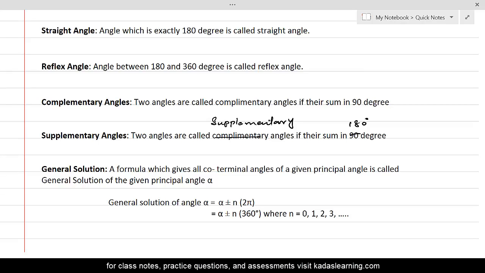Therefore, this is called the general solution, and it gives every possible coterminal angle, whether you add or subtract. And this second one, alpha plus or minus n times 360 degrees, is exactly the same thing, only if we are working in degree mode, then 2 pi can be replaced by 360.